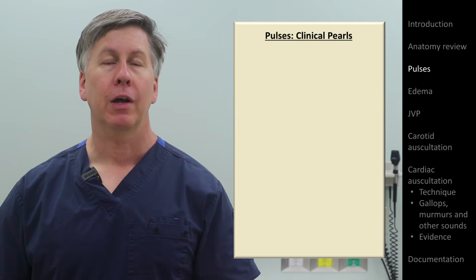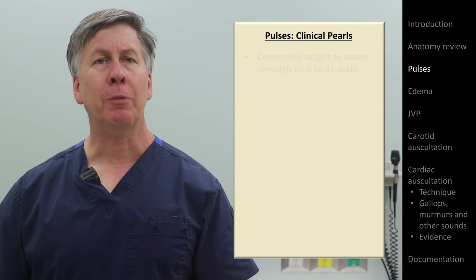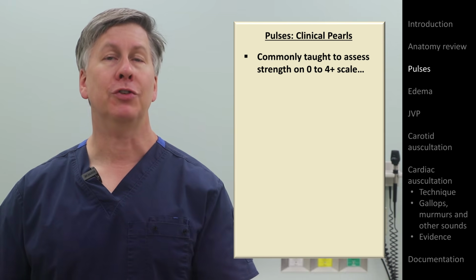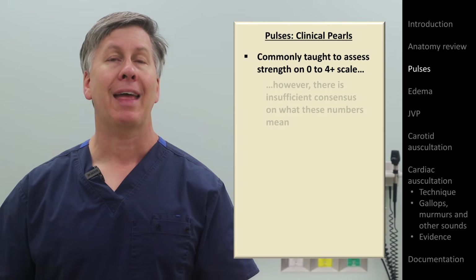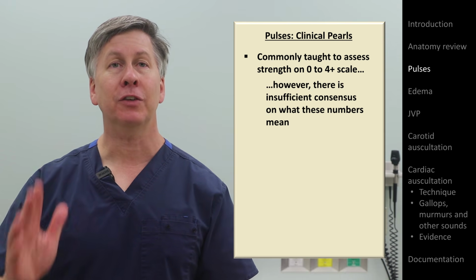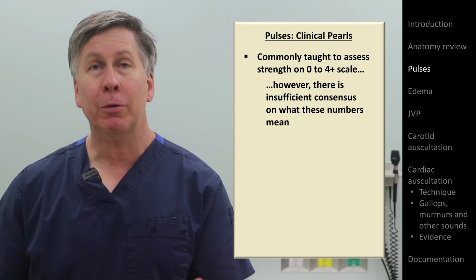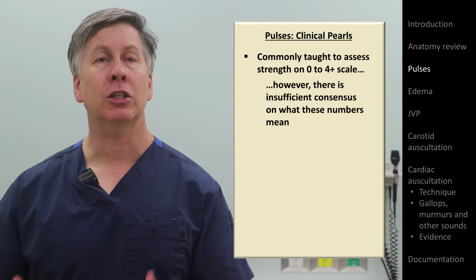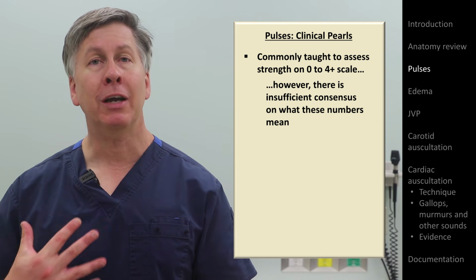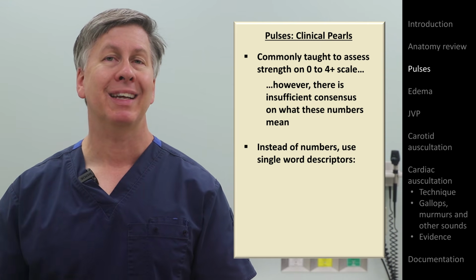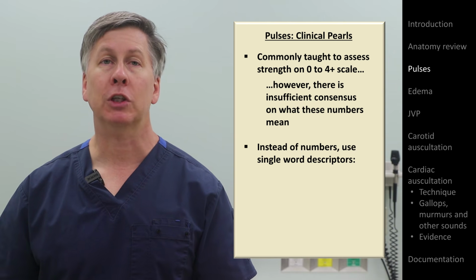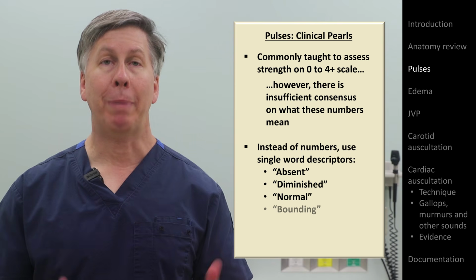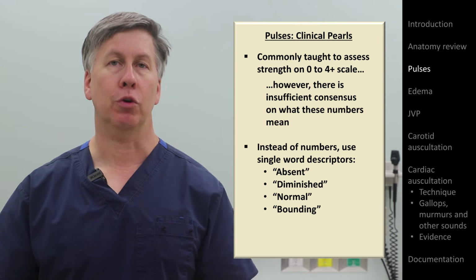Regarding the pulse strength, along the way during your training, you'll likely be taught a numerical scale that assigns the strength of a pulse a number from 0 to 4 plus. However, there is not sufficient consensus as to what these numbers actually mean. Therefore, to reduce ambiguity and minimize miscommunication, I recommend using a single-word descriptor instead of a number. For example, describing each pulse as either absent, diminished, normal, or bounding, meaning greater than normal.